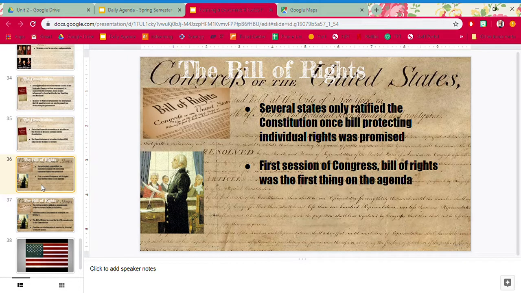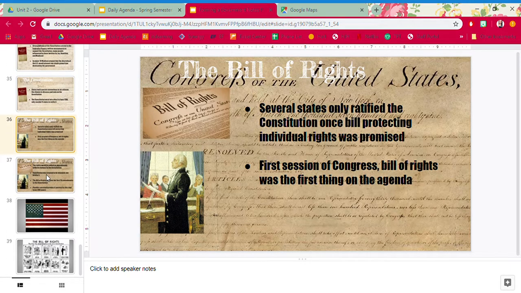However, and we're right here at the end, guys, several states would only agree to accept this new government if we added something onto the Constitution that protected people's rights. Remember, that was the big fear: is the government going to take away all of our rights, like the king did, and we don't want that to happen again. So some states say they'll only sign if you agree to add a document that will protect individual rights. The first thing on the new Congress's agenda is to add a document that says, here are the rights that people are guaranteed.